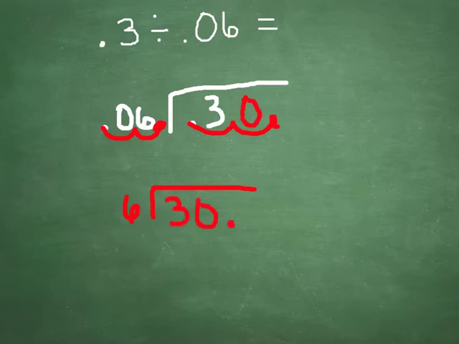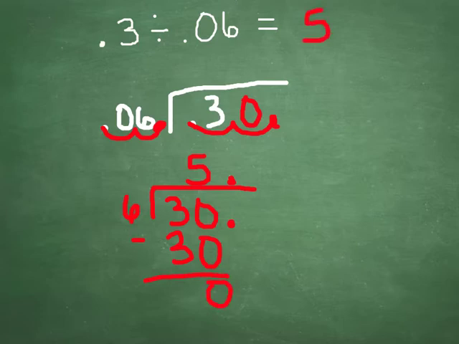So now I have 30 divided by 6. And so now I divide. 30 divided by 6 is 5. 5 times 6 is 30. I subtract, which is 0. So my answer is 5.